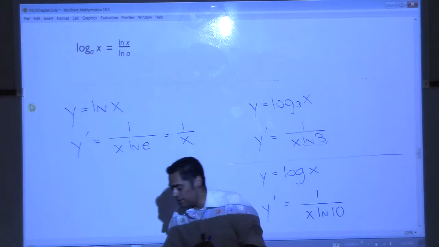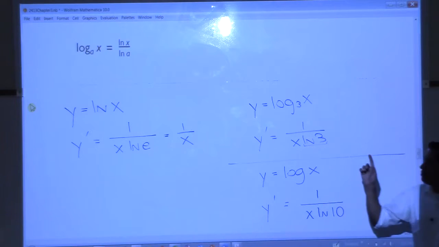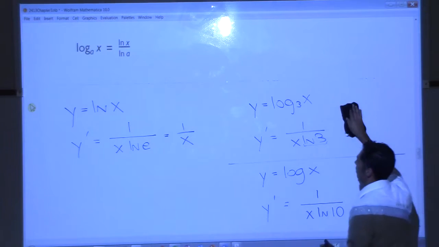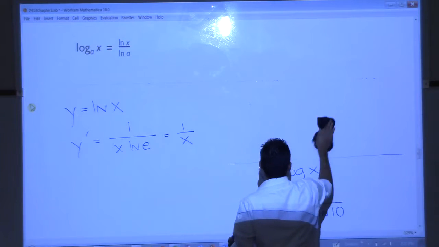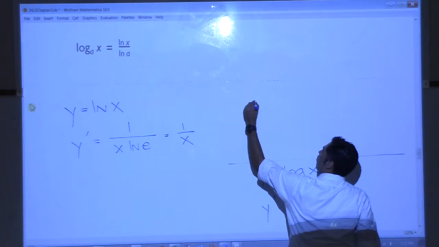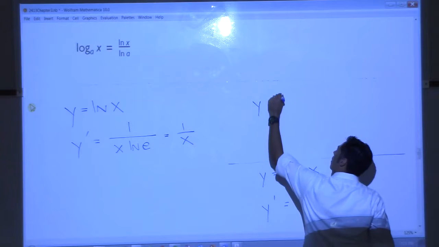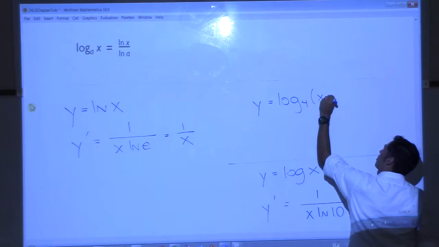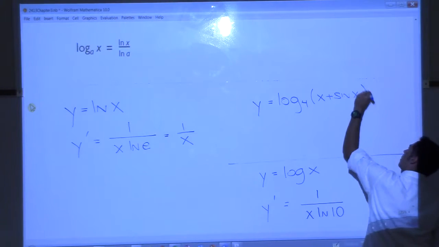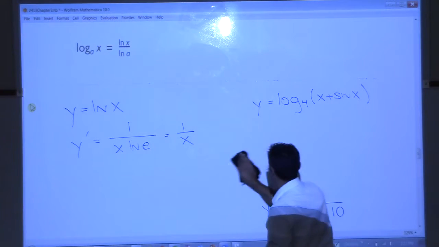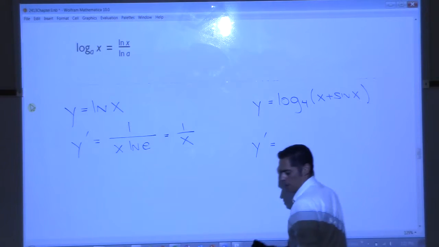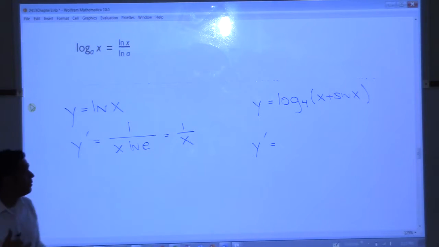Now, let's see how we would take derivatives of things where now we have a little chain rule involved, maybe some product, some quotient rule, right? But incorporating all this. So how about this one? What if y is equal to log base 4 of x plus sine x? And I want to know the derivative. Okay, so that's log base 4, right?